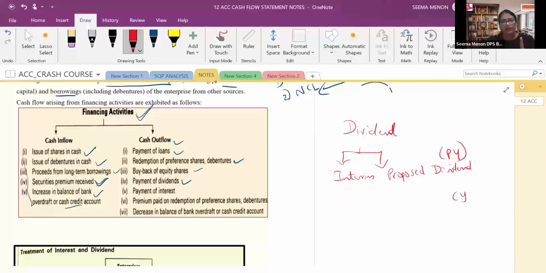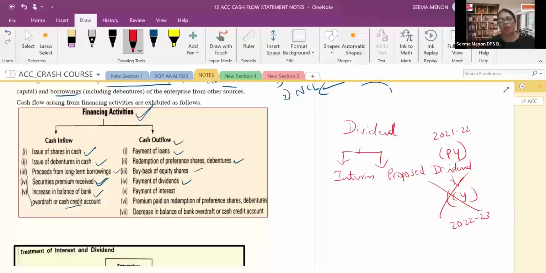If in the question current year proposed dividend is given, we have to completely ignore it. We have to ignore that proposed dividend for current year. It will be given in the question to confuse you. So you will simply ignore the proposed dividend for current year. Suppose the previous year is 2021-22 and the current year is 2022-23. The proposed dividend given for the year 22-23 will be ignored. You will not consider it anywhere.